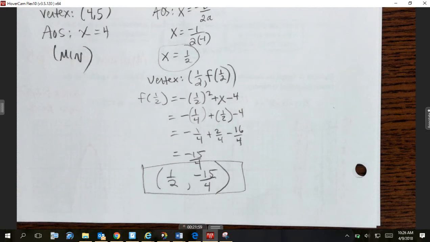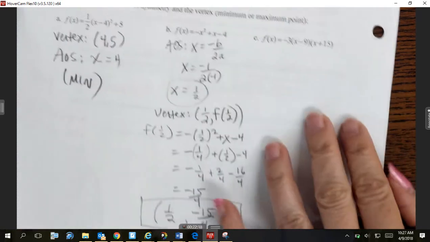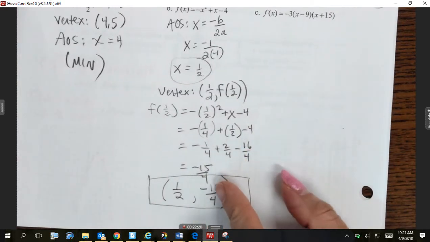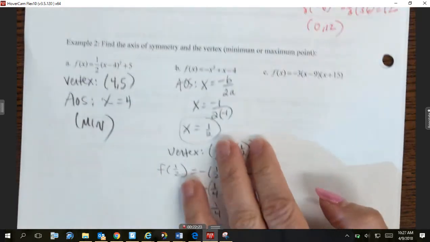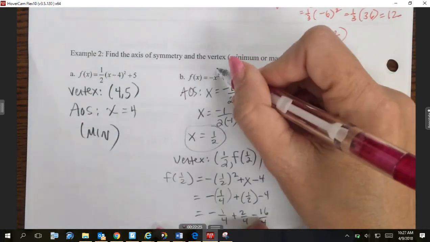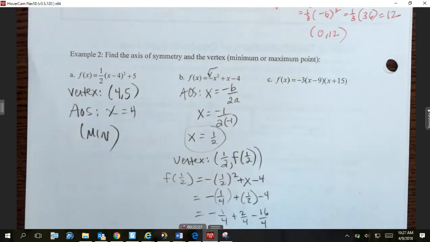Is that going to be a maximum situation where it's the top point or a minimum situation where it's the bottom point? You know, Jade? Do you know? Looking at the vertex will not tell you the answer. It's the leading coefficient. It's the leading coefficient that's going to tell you the answer. It's a maximum because the leading coefficient is negative, so it's going to open down.